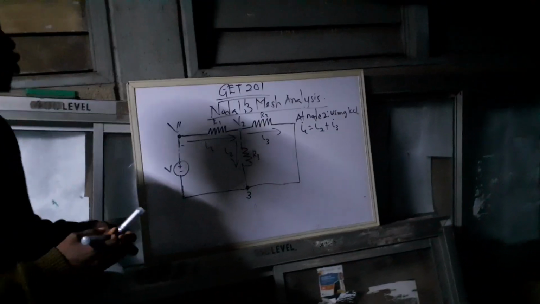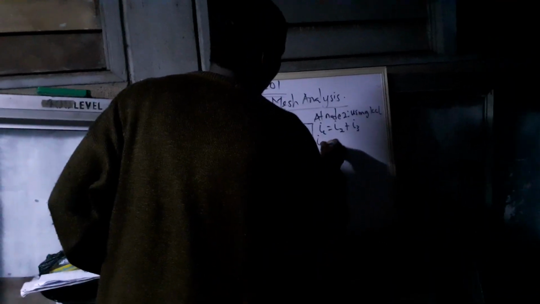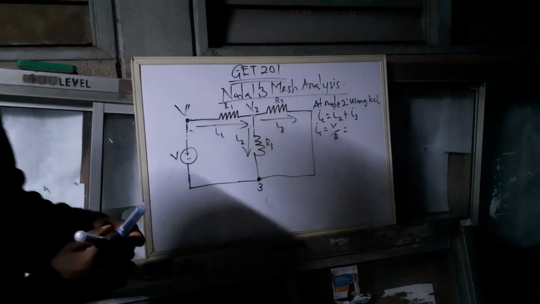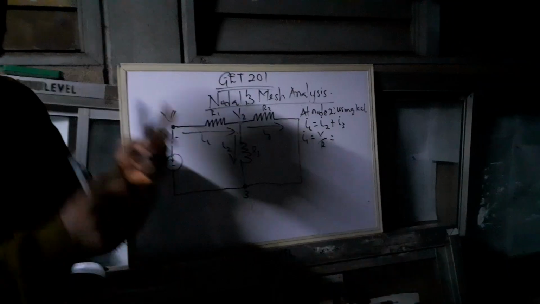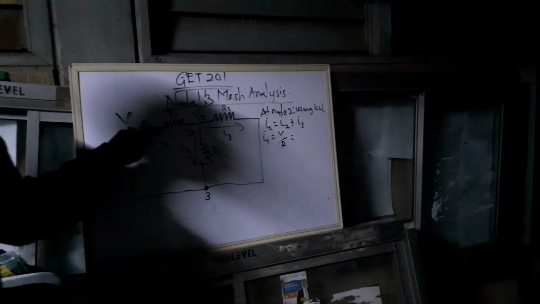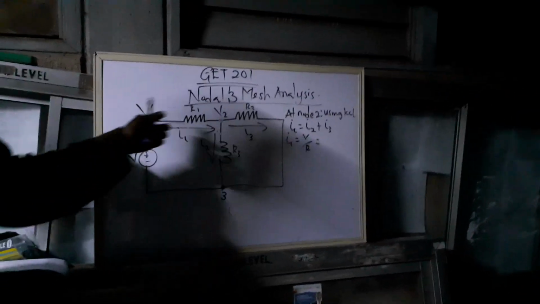You know that I1 is the current passing through R1. So I1 will be equal to V over R. So what's V across R1? The voltage here minus the voltage here, because it is in between two voltages. So you will not just use one; it will be the subtraction of these two. The direction of the flow is where you take it from. It's flowing from here, that's why you have V minus V2 over R1.